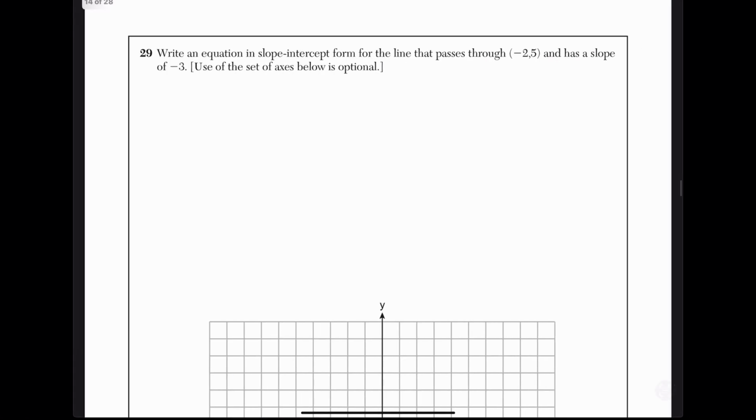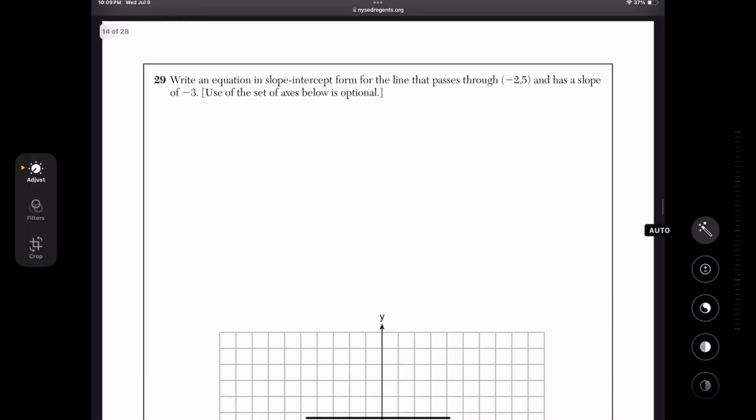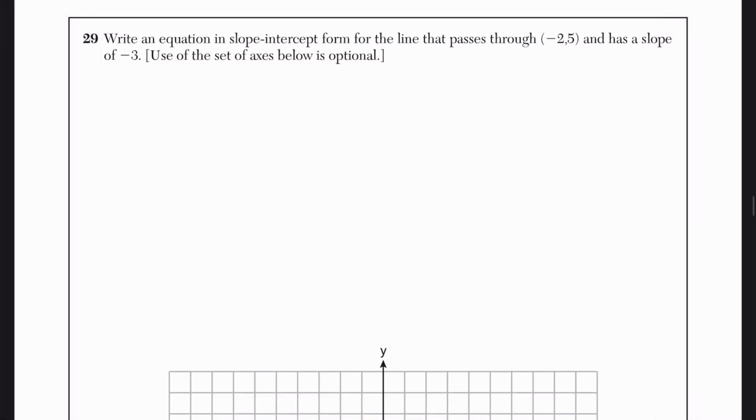Okay, almost there. This one, a bit tricky if you don't know your point slope form, but you actually can use the set of axes below. It's optional, but you can use it to help you. So I'll show you both ways actually. The first is point slope, which is y minus y1 equals m times x minus x1. And this is in your reference sheet.